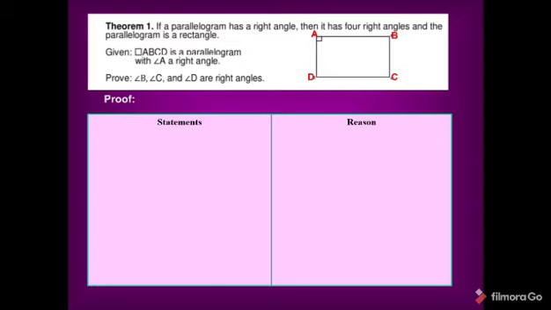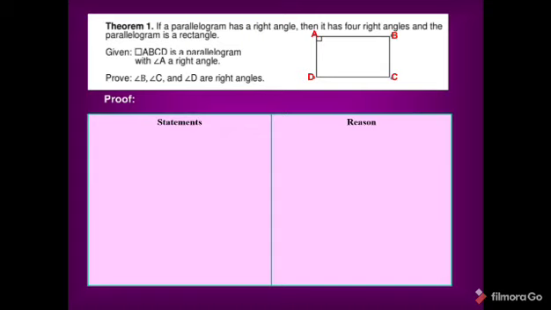Theorem number 1 states that if a parallelogram has a right angle, then it has 4 right angles, and the parallelogram is a rectangle. Given that quadrilateral ABCD is a parallelogram with angle A a right angle. Take a look at the illustration on the right. We are asked to prove that angle B and angle C, together with angle D, are right angles. To prove this, we will be using the two-column proof, the statement and the reason.